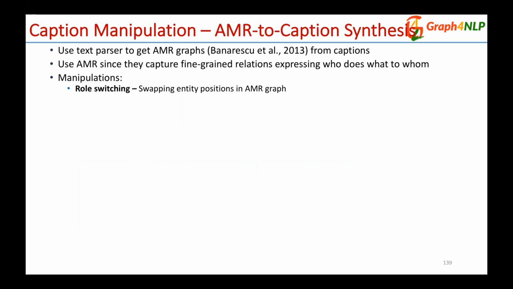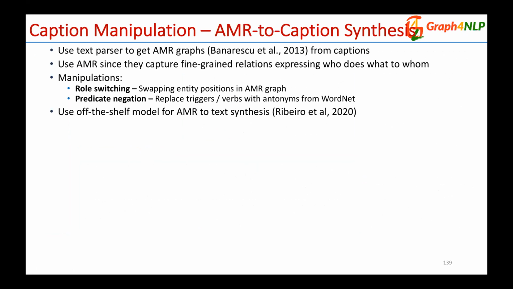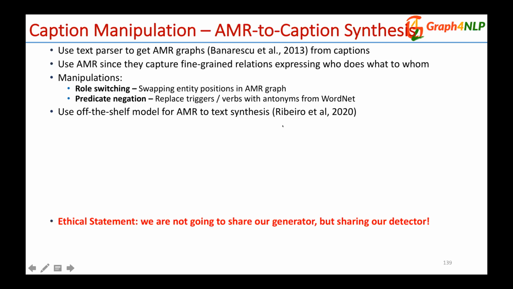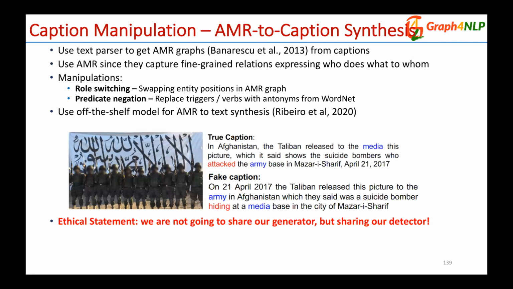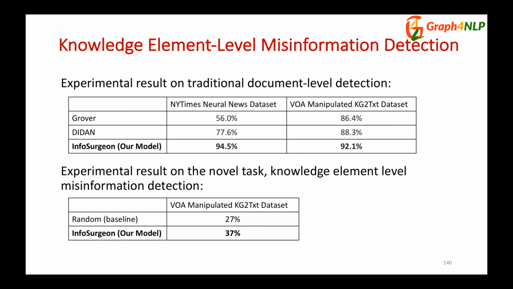So we also can try other types of ways to construct a graph, for example, AMR graph. So these are other operations we did on the AMR graph. So we switch the roles, and we sometimes also do negation, which means something happened and we change that to did not happen, or something did not happen, we change that to some event that already happened. So this kind of training data can help us improve the detector significantly.